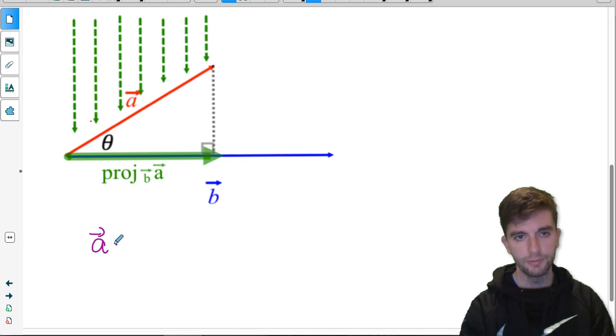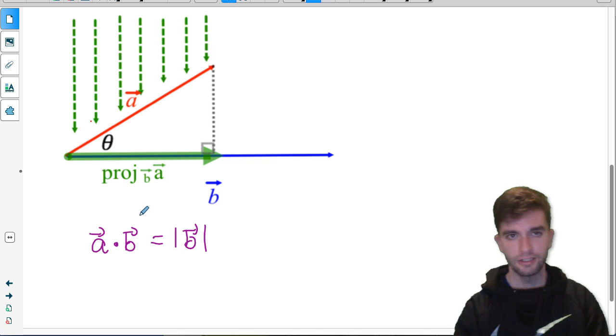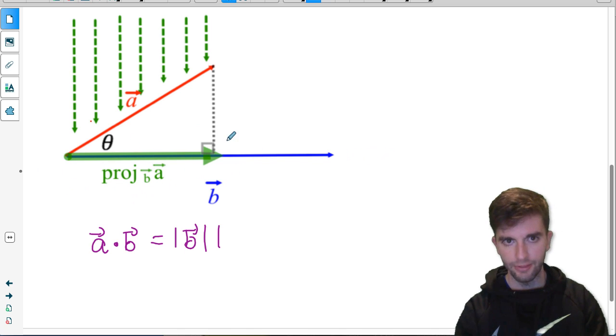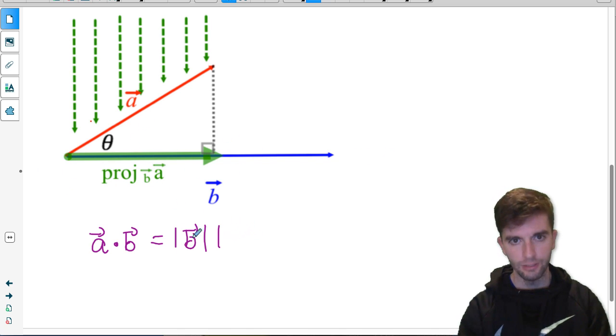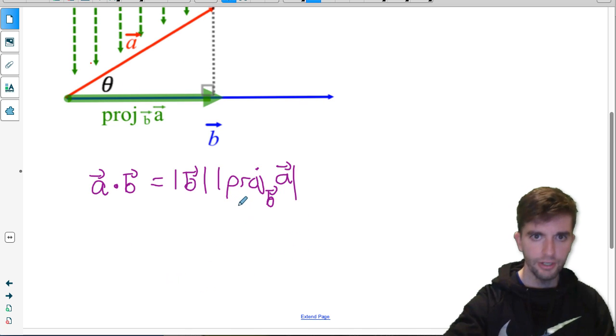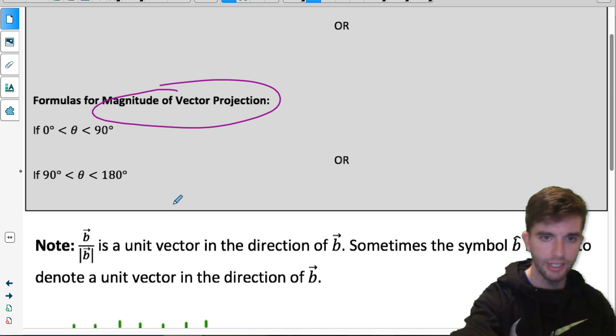So remember that the dot product between two vectors is equal to the product of the magnitude of one vector, I'll choose vector B, times the magnitude of the other vector, vector A, that's going in the direction of vector B. So how do we indicate that? Well, what's the magnitude of vector A that's going in the direction of vector B? That's represented by the projection here. So multiply vector B by the magnitude of the projection of vector A onto vector B. And what we actually want up here is a formula for the magnitude of the vector projection.